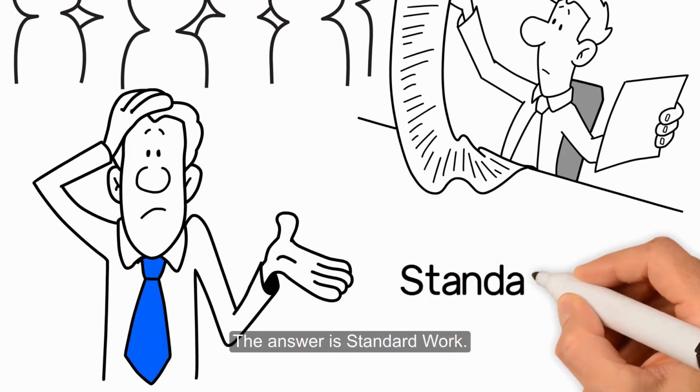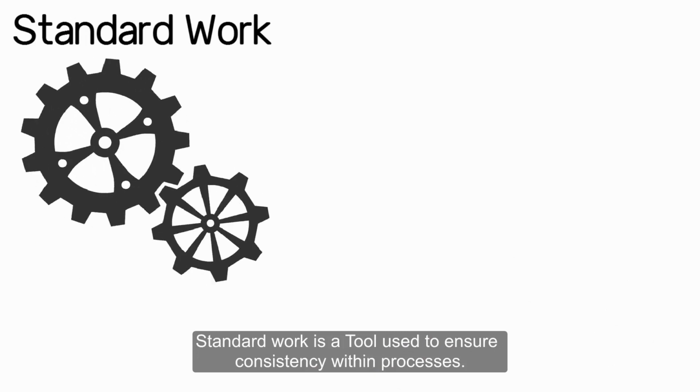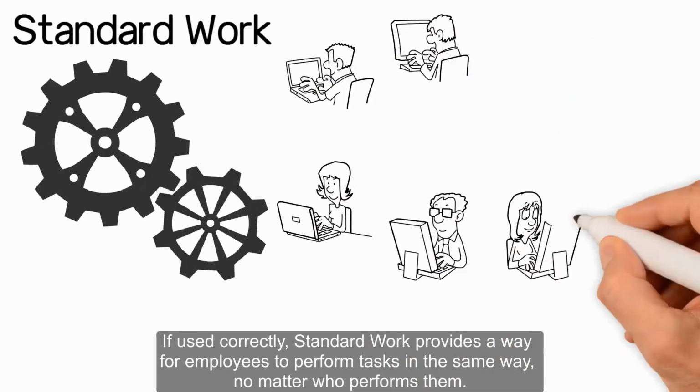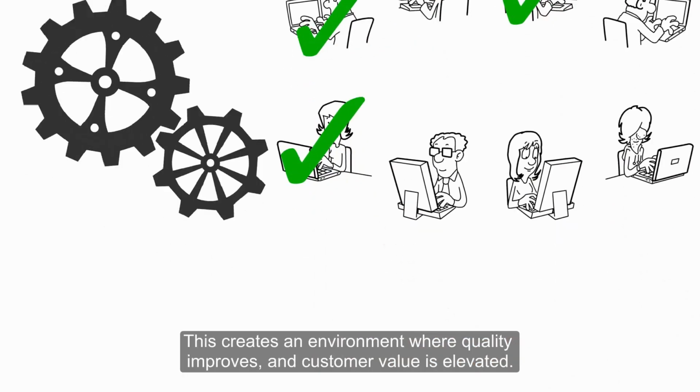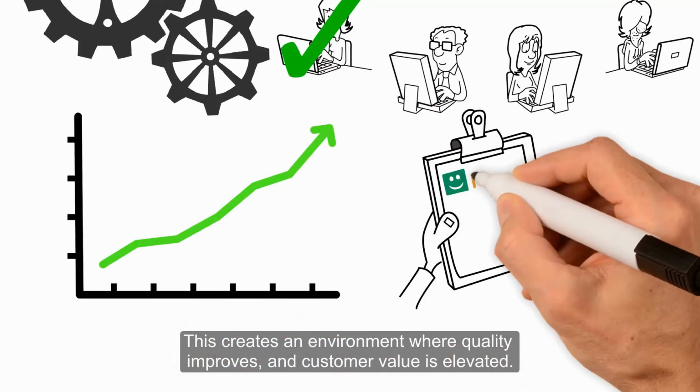The answer is standard work. Standard work is a tool used to ensure consistency within processes. If used correctly, standard work provides a way for employees to perform tasks in the same way, no matter who performs them. This creates an environment where quality improves and customer value is elevated.